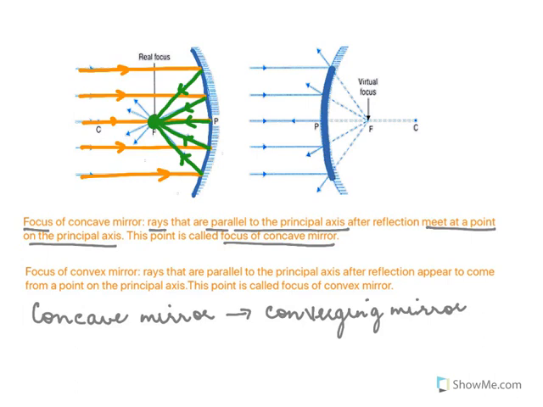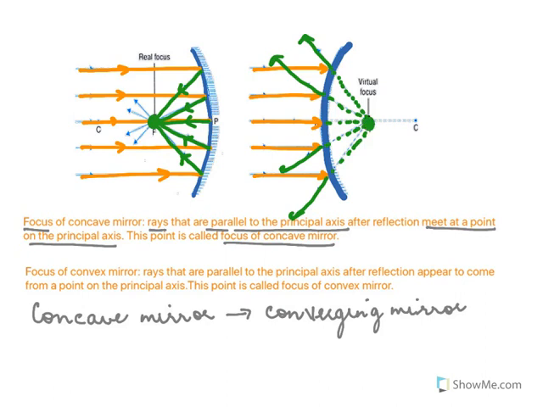Now here we have the convex mirror, which is bulging outwards. The reflecting surface is bulging outwards, and the rays that are parallel, here these rays are parallel. Parallel to what? Parallel to the principal axis. They all get reflected, and when they reflect, they diverge, they move away. But all of them appear to come from a single point, and the single point from where they come is called the principal focus.